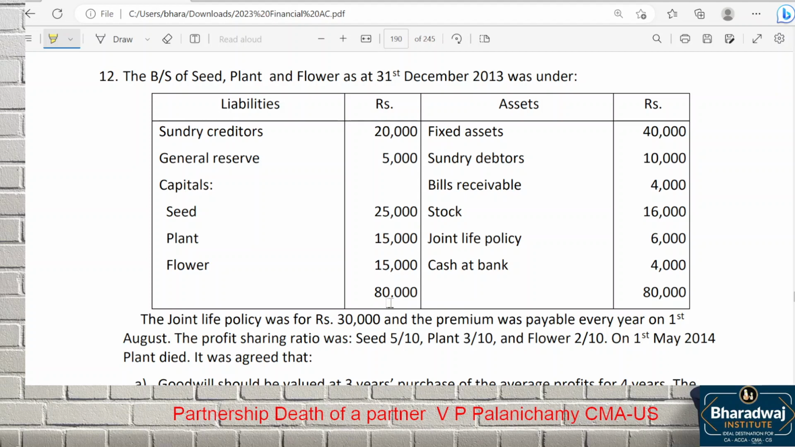What is step 1? New ratio. Step 2? Goodwill, either adjust in capital account or raise and write off. Third, joint life policy. Fourth, revaluation account, then profit share till the date of death. Prepare capital account and balance sheet. 15 minutes time, read and solve. Question number 12. Try. Don't keep idling. Anyhow I am going to solve this. Please try to work it out.